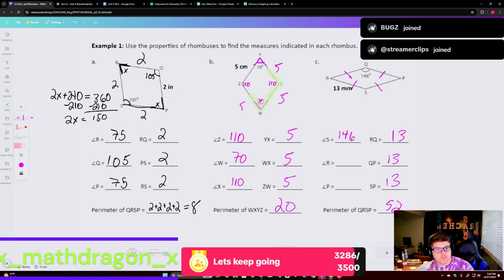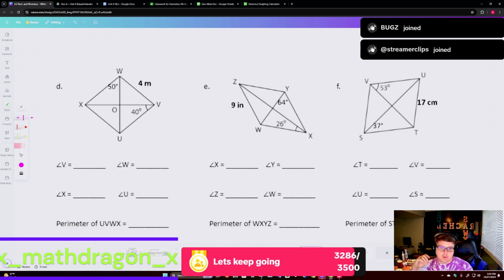Angle S is going to be 146. Make the U shape. And that's going to be 34. Hope that's not too bad. So continue this process. Now remember, the diagonals, these form right angles, okay? So if this is 40, that means this is 40. And if this is 50, that means this is 50. So I've got this 40, 50, 90 degree triangle, okay?